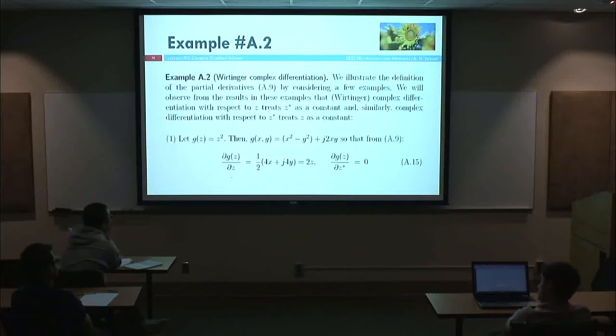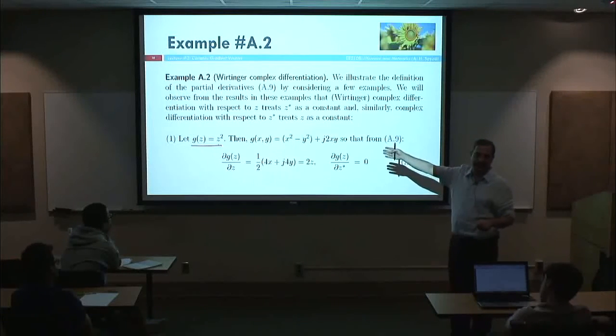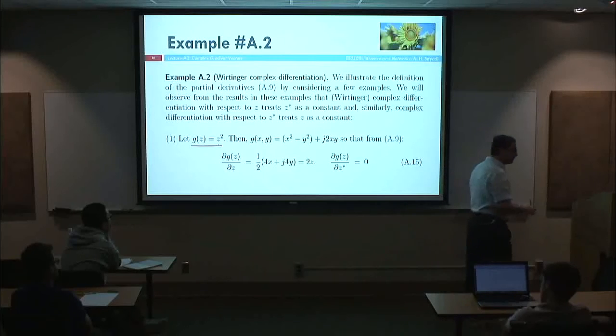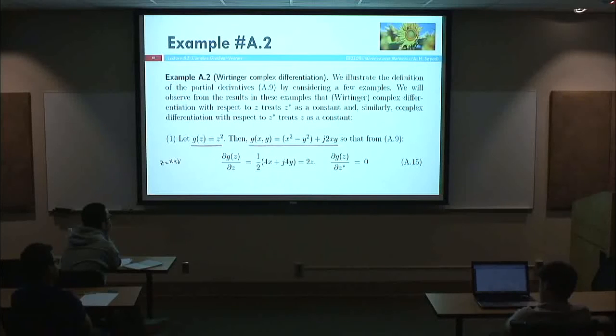Okay? Let's look at some examples. Take this function g of z equals z squared. Is this real valued or complex valued? In this particular case, it happens to be complex valued, right? So if you find out what g of x, y is, let's do this slowly. Replace z by x plus jy, compute z squared. This is what you are going to get.